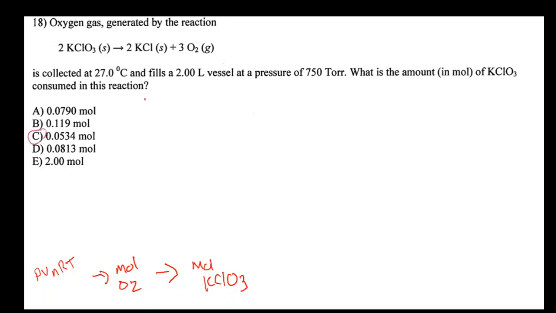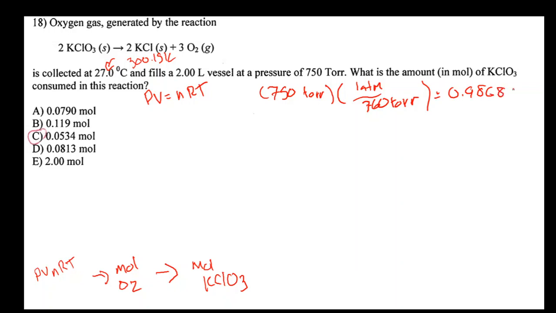So, let's start by using our PV equals nRT. Just looking at our units here, our temperature, we're going to have to convert to Kelvin. That's easy enough. Just add 273, so that should be 300.15 Kelvin. Liters is good, and unfortunately we're dealing with another imperial unit here, 750 torr. Torr is just another word for millimeters of mercury, so the unit conversion for that is 1 atmosphere per 760 torr.